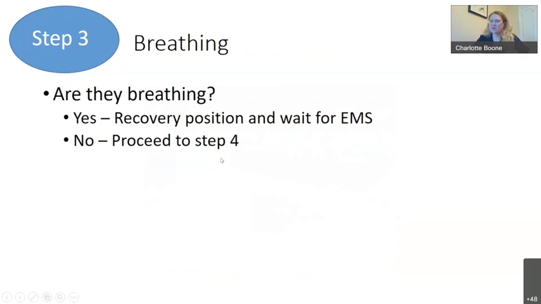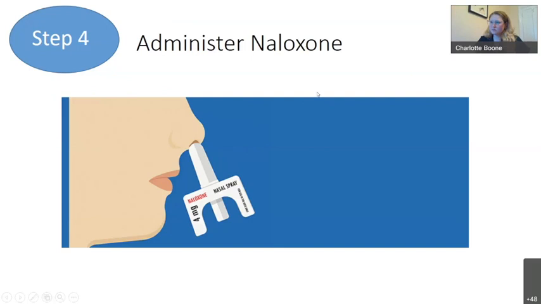All right, so this person is demonstrating signs and symptoms of opioid poisoning. We phoned 911. Next is to assess if they're breathing. So if they're still breathing, we go ahead and we put them in a recovery position, we monitor breathing, and we wait for EMS. If not, or if they're having very shallow breaths or that gurgling sound, we proceed to step 4, which is administering naloxone.